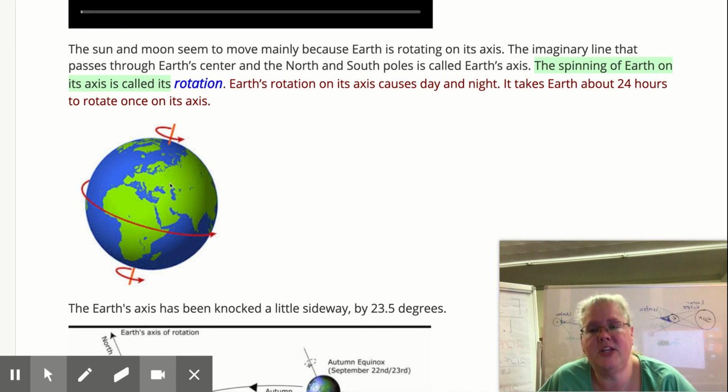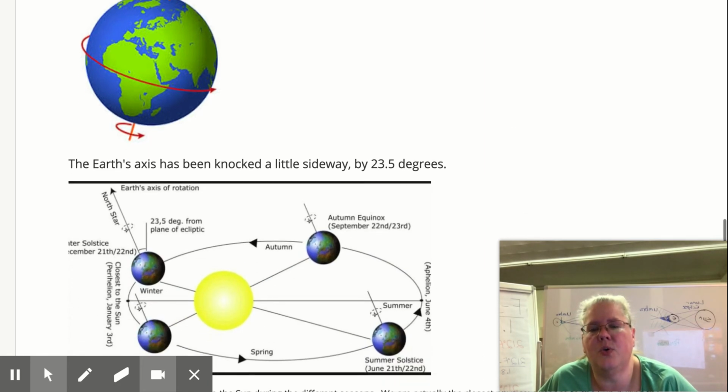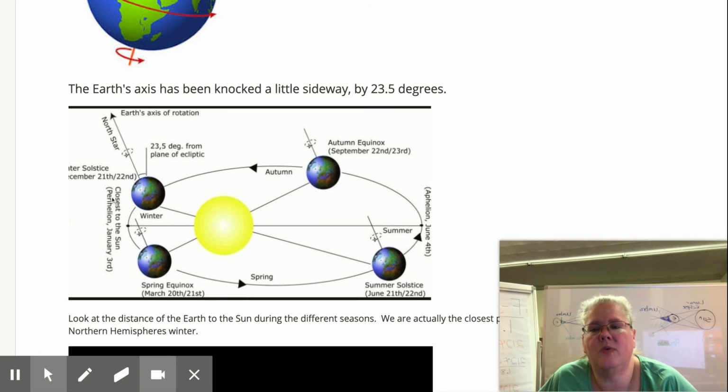So rotation occurs on its axis, causing day and night. We also have our revolution around the sun that causes our seasons. And here's an interesting and testable question. We are physically closest to the sun, guess what? In the northern hemisphere, we live in the northern hemisphere, during our winter. We are at our closest approach to the sun because we have a slightly elliptical orbit.